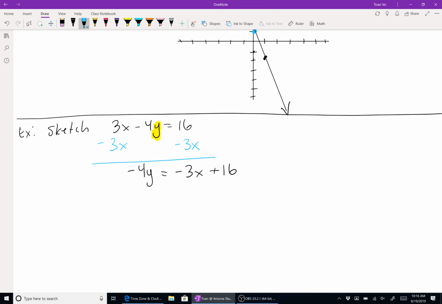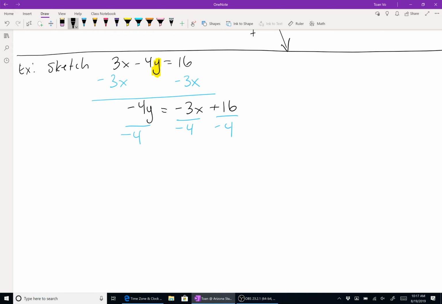Then the last step to get y by itself is to divide out the negative 4. Remember that multiplication and division, you have to do it to every single term. So if I divide by negative 4 on the left, on the right-hand side, I have to divide every single term by negative 4.